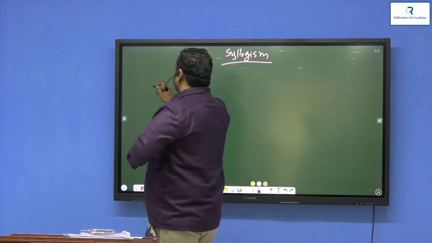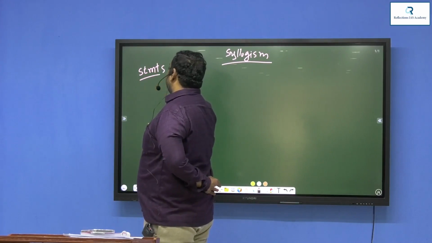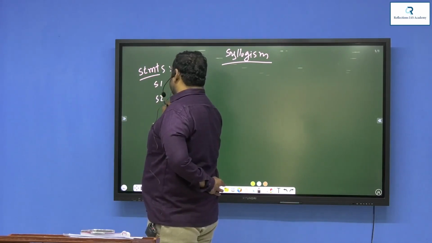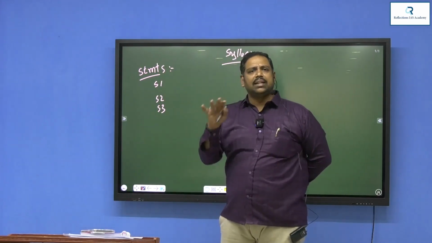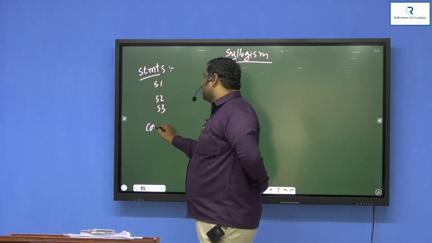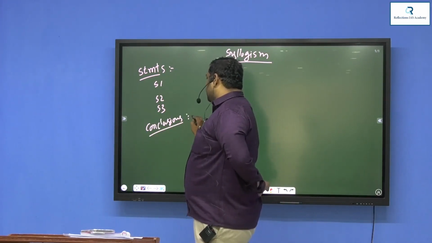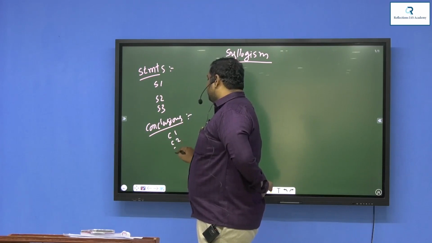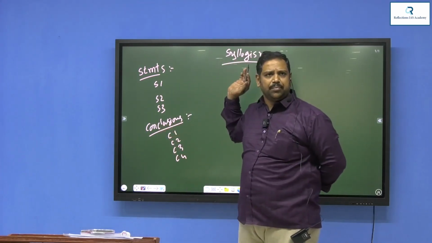How will the question be given? Suppose he will give statements. There might be statement 1, statement 2, statement 3. There is no restriction that it should be only 2, 3, 4, anything. Like that he will give some statements, followed by some conclusions. Conclusions can again be any number: C1, C2, C3, C4 and so on.